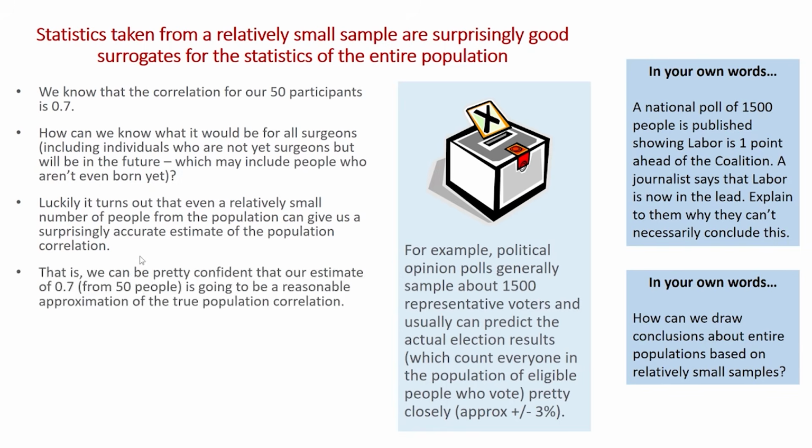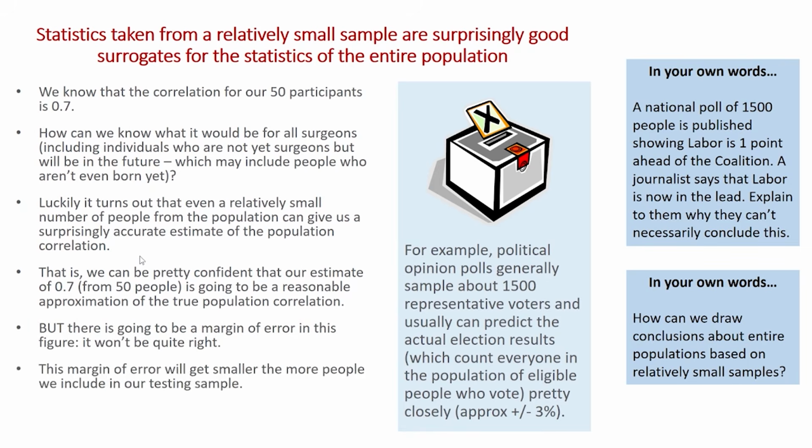We can be pretty confident our estimate of 0.7 from 50 people is going to be a reasonable approximation of the true population correlation. Okay, so there's a margin of error in this figure, and that margin of error generally gets smaller the more people we include in our testing sample.